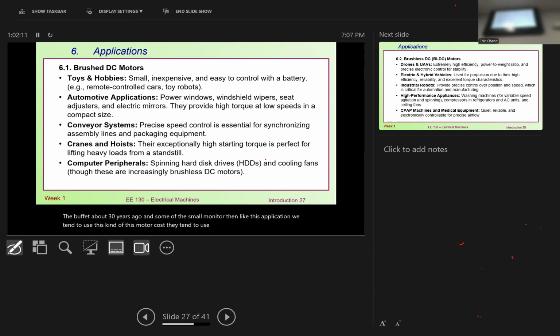For other industrial drive systems like this, we tend to use them. Some other components may also use them, but of course many of them now use brushless anyway. Brushed DC motor and brushless DC motor are quite similar, but one of them is more expensive. So in this course, we'll show you both the brushed and brushless DC motor, so you can understand the difference between them.